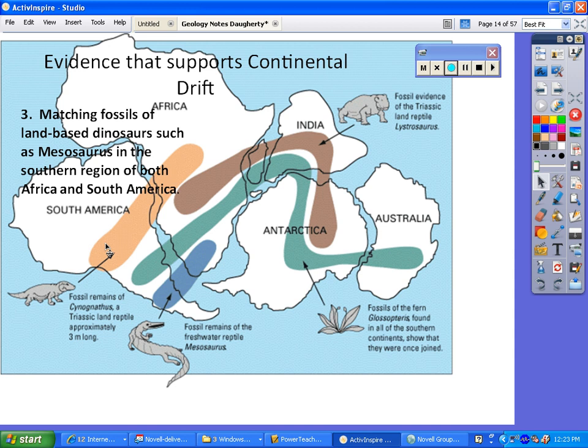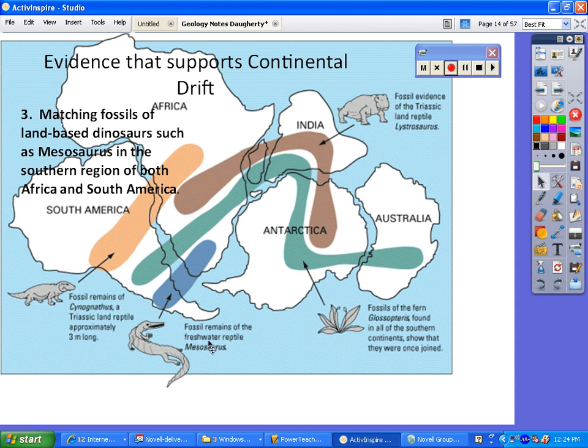Okay, so again, if we match up South America and Africa like we believe that they used to fit together, we've got this banding pattern of these... I don't even want to try to pronounce what they're called, but they were a land reptile. Again, only found in certain parts of the world, and here's their range that we found their fossils in. It matches up very nicely.